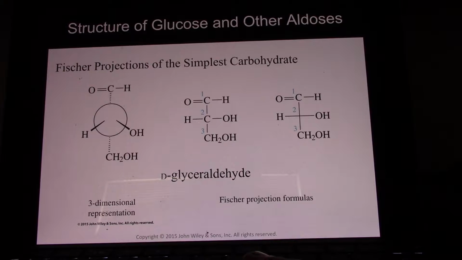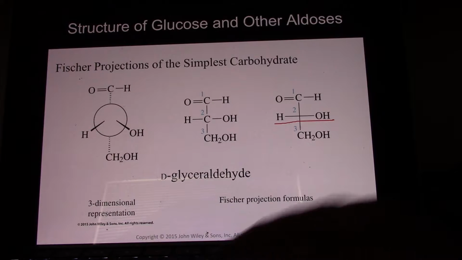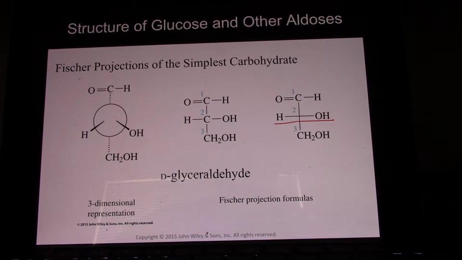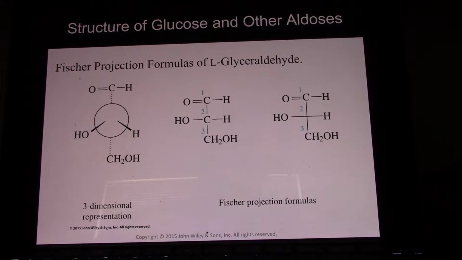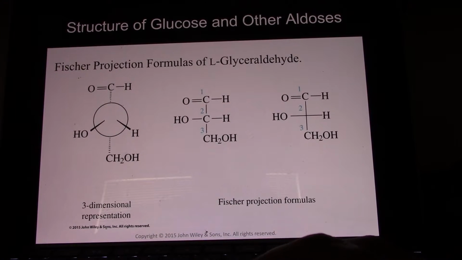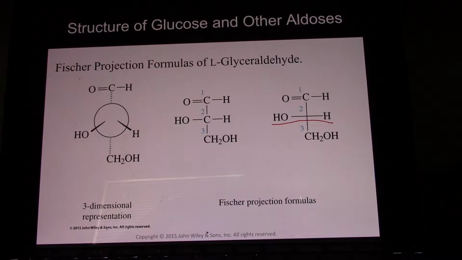Why is it D? Because your very bottom chiral carbon, the OH is on the right, just like D-glucose. Again, that tells you nothing about how it rotates light. That would need a positive or a negative to give you any indication of the optical activity of that molecule. But this is D-glyceraldehyde. Here we have L-glyceraldehyde. Again, your very bottom chiral carbon, and honestly in this case your only chiral carbon, the OH is on the left, like L-glucose.